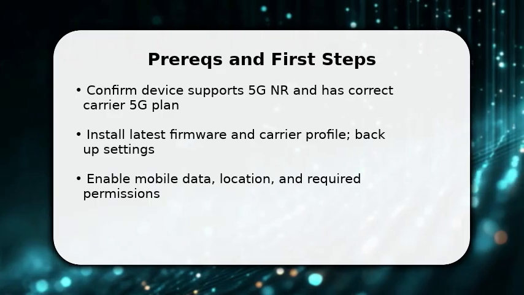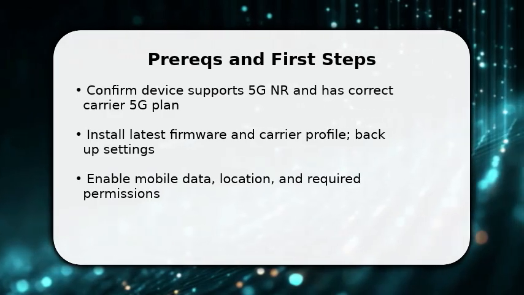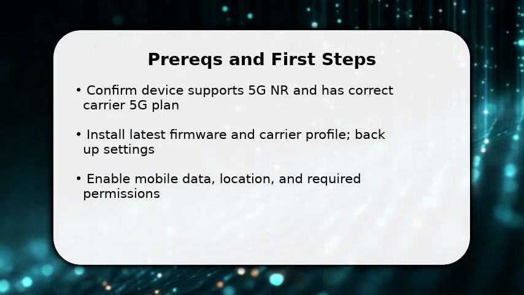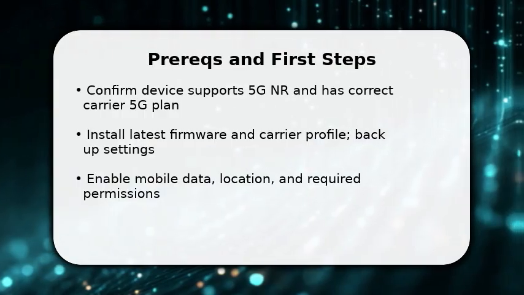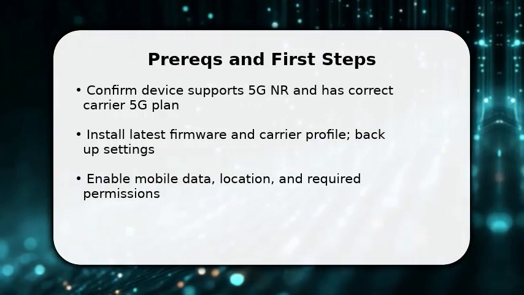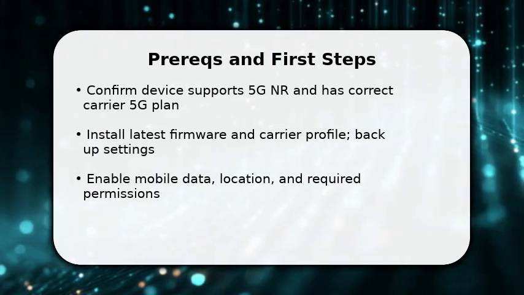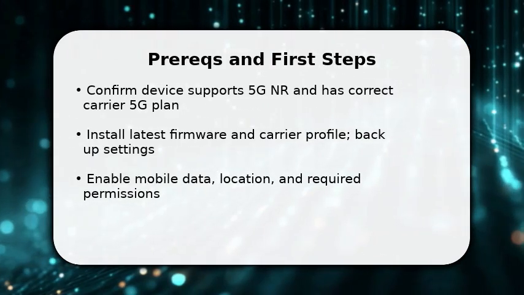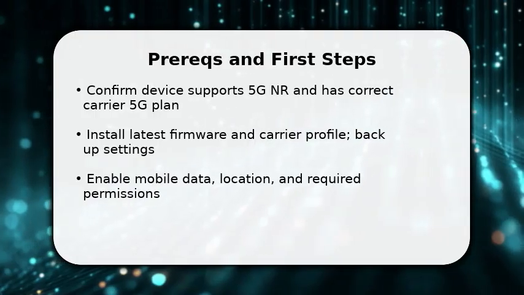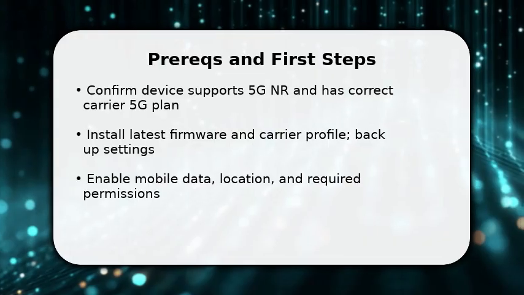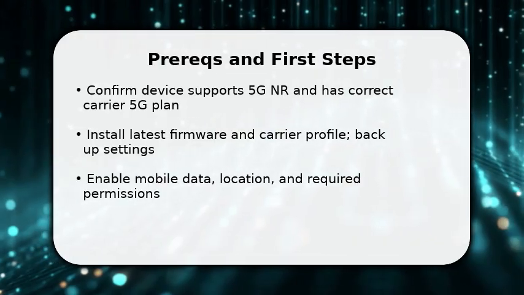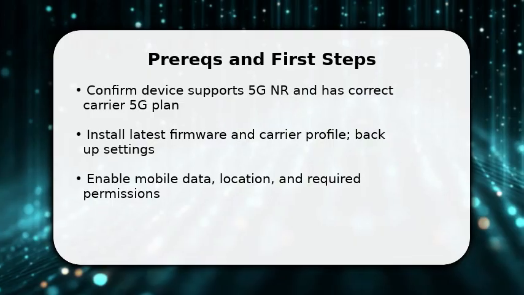Enjoy the video. You start by confirming your phone or dedicated hotspot supports 5G NR and that your carrier plan authorizes tethering. Once confirmed, update firmware and carrier profiles so bands and SIM features load correctly. Make sure mobile data, location, and tethering permissions are enabled in system settings. These allow 5G registration and proper RF handoff.